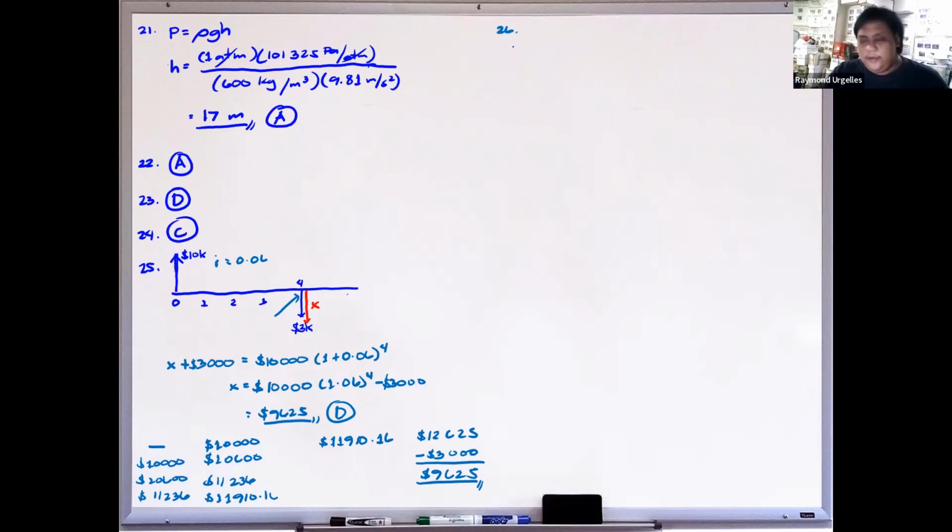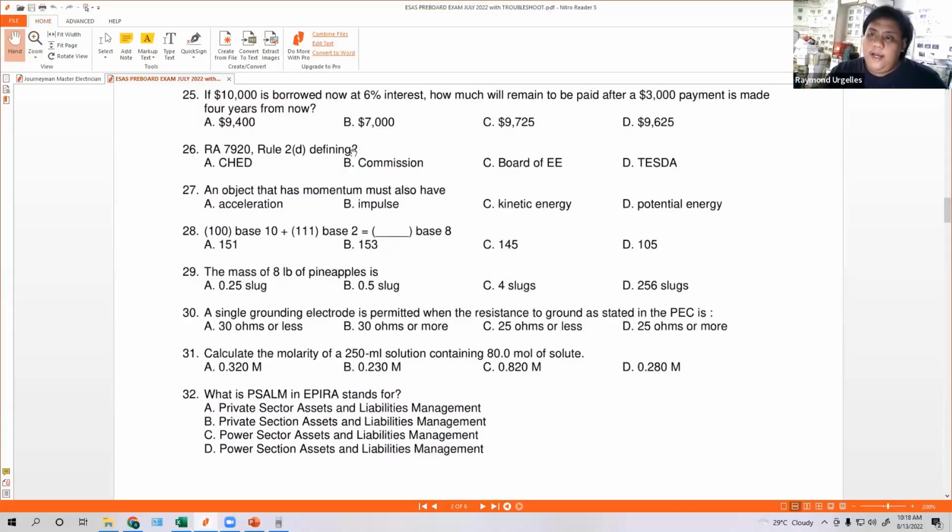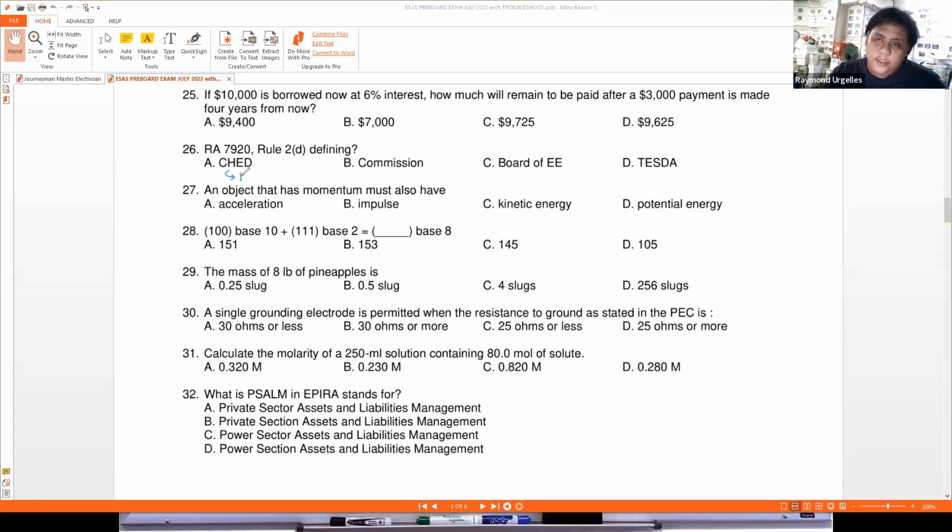RA 7920, Rule 2D, defining blank. Okay, I've read this. This is a rule, which in mine is in the IRR, the rules and regulations. I've shared RA 7920 with the IRR with you. In mine, this is Rule 2O, the CHED. It was CHED before, but actually in the old form of the law, it was text that was written, not CHED. Next is the commission. This is the PRC, the Philippine Regulatory Commission. This is Rule 2B.